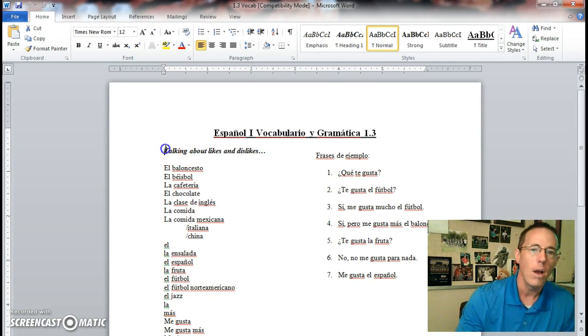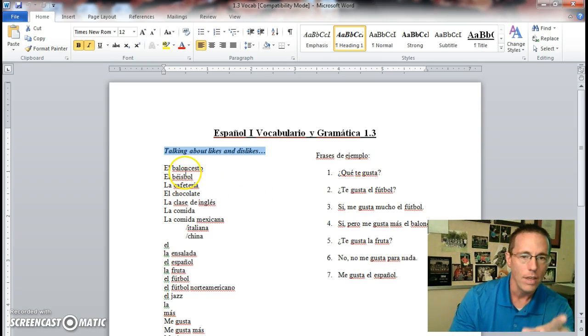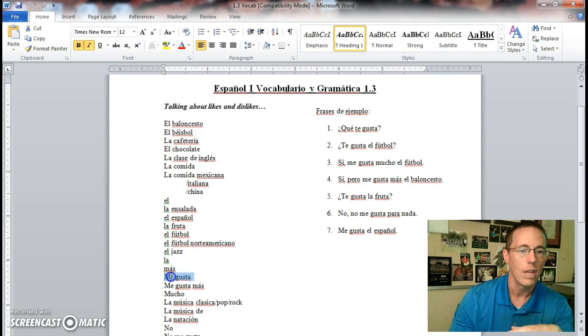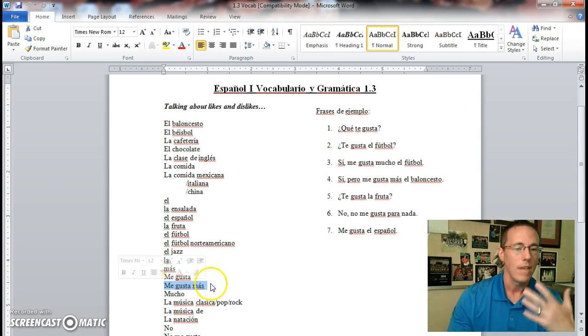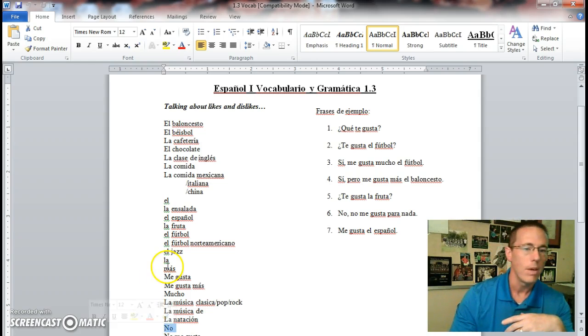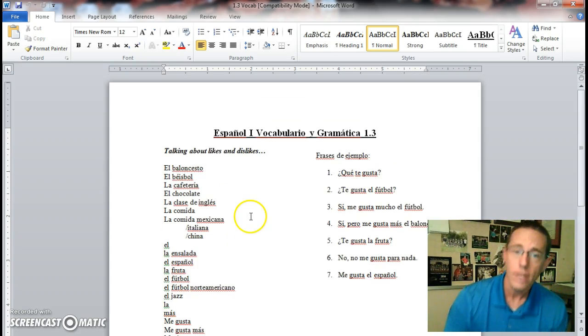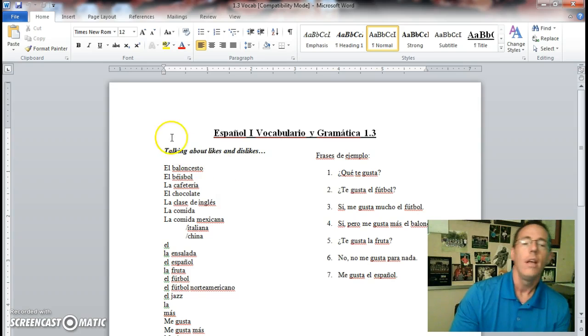It says talking about likes and dislikes because that's something that's in the chapter, but you'll notice that a lot of things below here have nothing to do with saying liking or disliking. That kind of comes down here with words like me gusta, which is I like, or me gusta más, which is I like more, things like that. The word no by itself, well, we'll talk later on in class about how we put no in front of me gusta to say I don't like, and different small sub-skills like that. But I digress. Let's go ahead and get started right now.